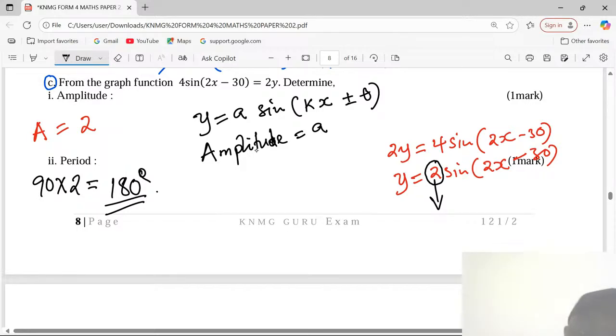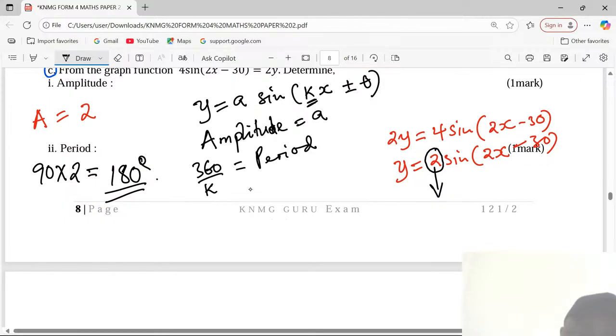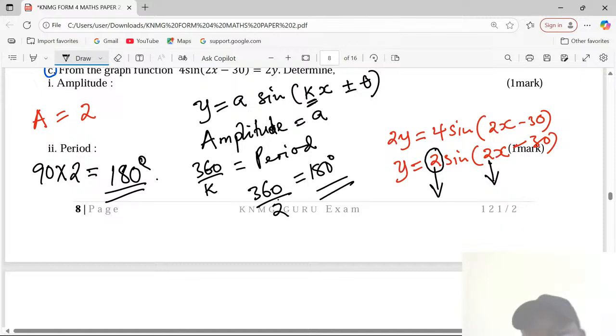Something else you're supposed to know is that when we take the multiplier of x, which is our k here, 360 over k should give us period. So when we take 360 and we divide by the value at that point, for this function, it's again a 2. You see, it's 2 times x. So divide by 2, we are getting 180. So you see, our period is 180. Even without touching the graph, we would have gotten the same values.